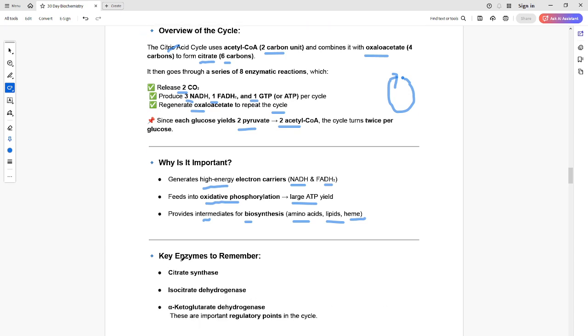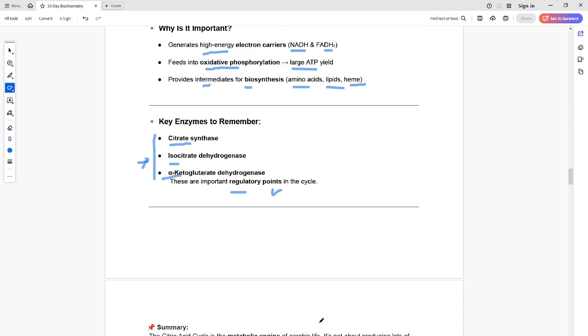Key enzymes to remember. These are the regulatory enzymes in this Krebs cycle. These are the key enzymes. Number 1, citrate synthase, isocitrate dehydrogenase, alpha ketoglutarate dehydrogenase. These are important regulatory points in the cycle.